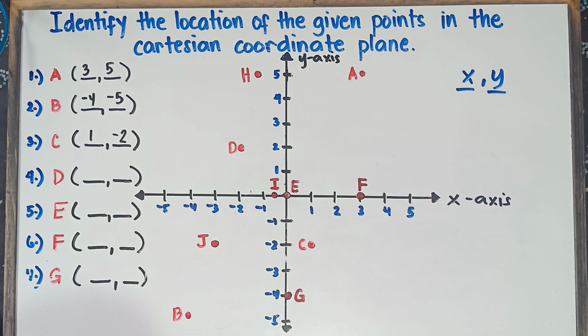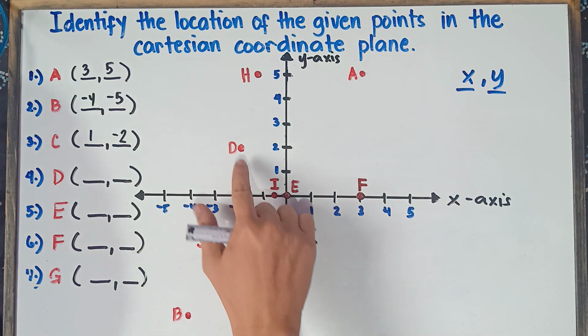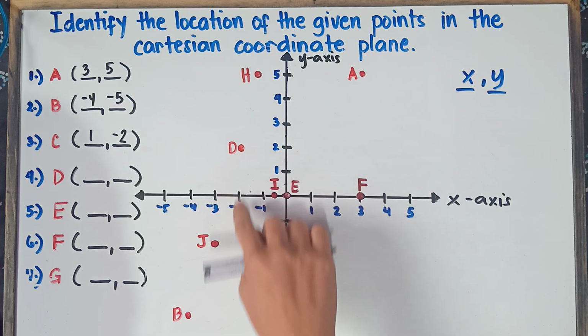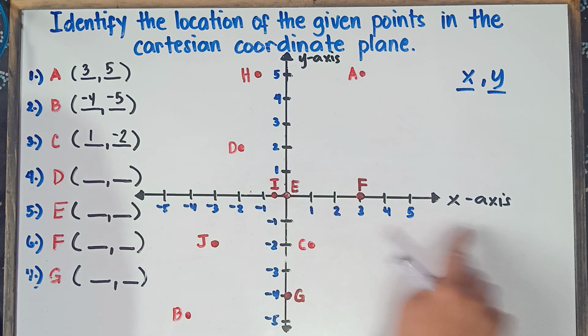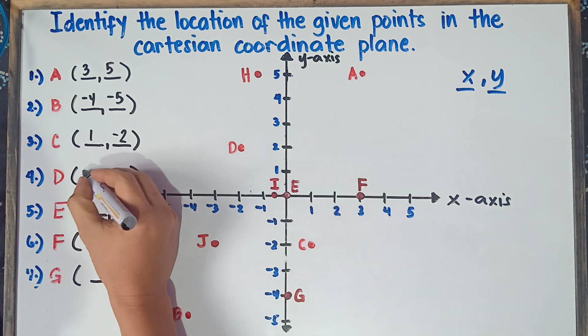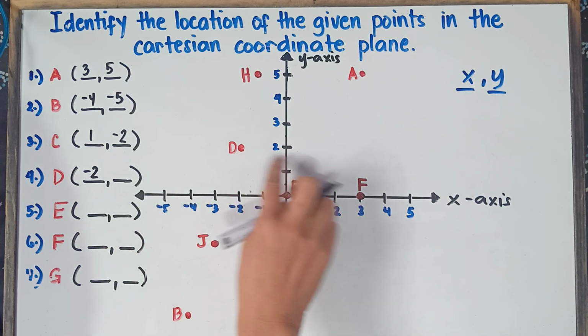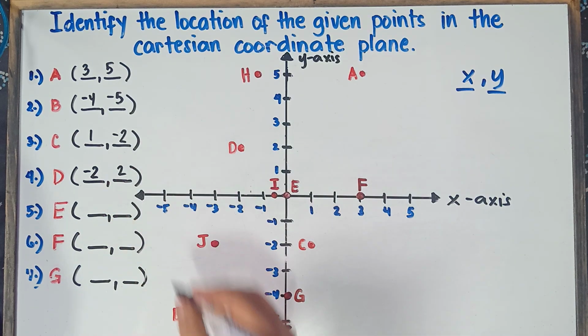Alright, and then point D. Where is point D? Yup, point D is here. So the x value would be negative 2. And then for y, that would be positive 2. So negative 2 and then positive 2.